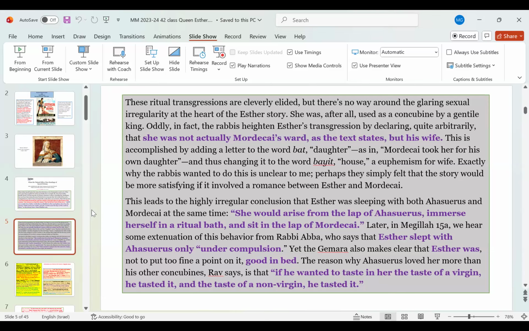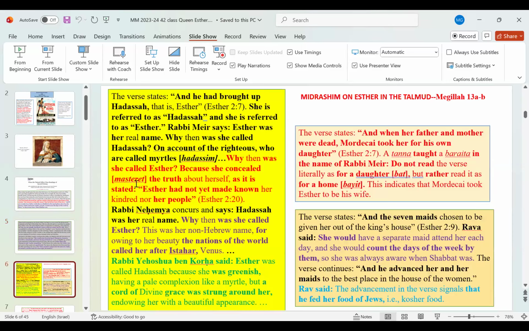And this is really even worse. You're surprised, I'm sure, all of you, that this is in the Talmud, and this is the way they talk. If he wanted to taste in her the taste of a virgin, he tasted it. And the taste of a non-virgin, he tasted it. Okay, anyway, this is pretty awful stuff, but I thought I would share that with you.